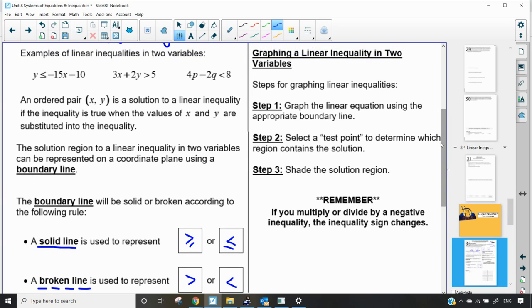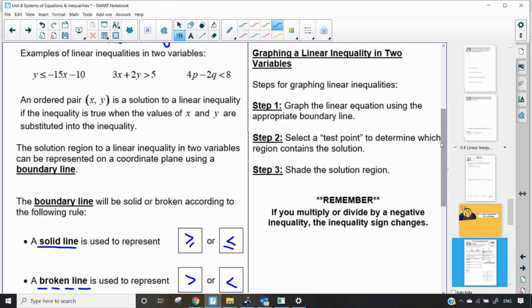Now, before we move into our examples, let's take a look at how we would graph a linear inequality in two variables. There's just a few steps. The first thing we're going to do is graph our linear equation, and we're going to make sure that we use the appropriate boundary line. So again, if it's included, we would have a solid line. If it's not included, we would have a broken line.